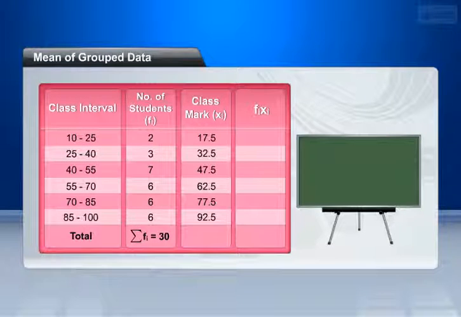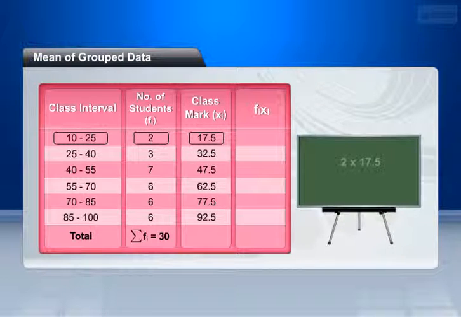Now, we need to find the product of fi and xi. Let us consider class interval 10 to 25. For interval 10 to 25, the frequency fi equals 2 and the class mark xi equals 17.5. Then fi xi equals 2 into 17.5. This is equal to 35.